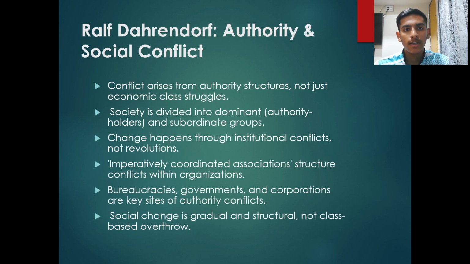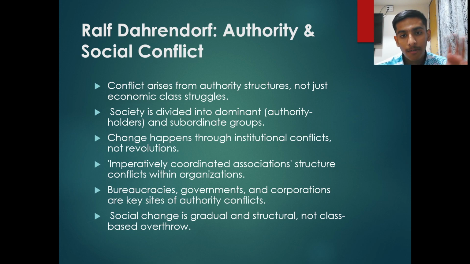The first thinker is Ralph Dahrendorf, who says that conflict arises from authority structures and not just economic class struggle. What we have seen in Karl Marx is that he only talks about class struggle, but there are also different forms of conflict that arise mainly from authority. This is the point that Ralph Dahrendorf emphasizes.